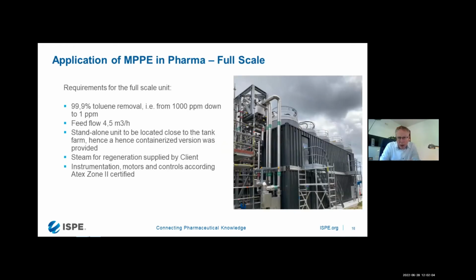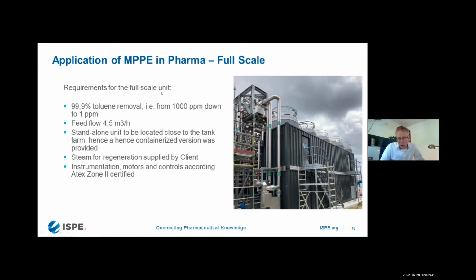Then obviously after this testing, we needed to convert this into an actual installation. So the requirements remain the same: going from 1000 ppm toluene inlet to less than 1 ppm. The feed flow was 4.5 cubic meters per hour. And the client required this unit to be a standalone unit, including its own control system, power supply, etc. And they wanted to have this close to the tank farm.